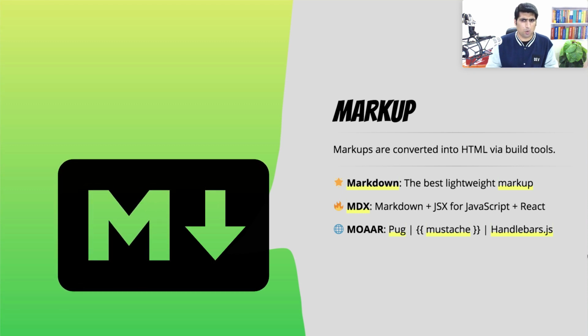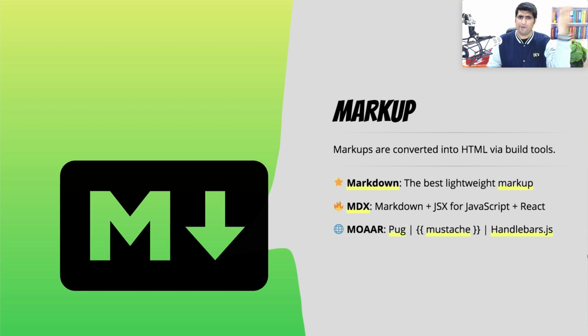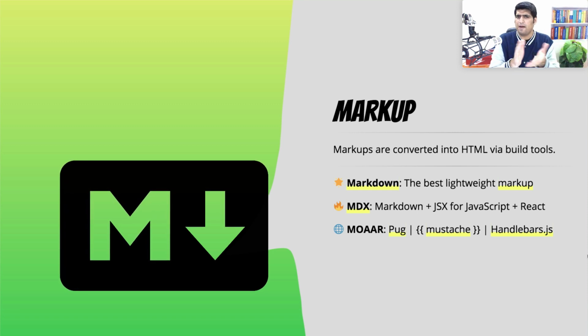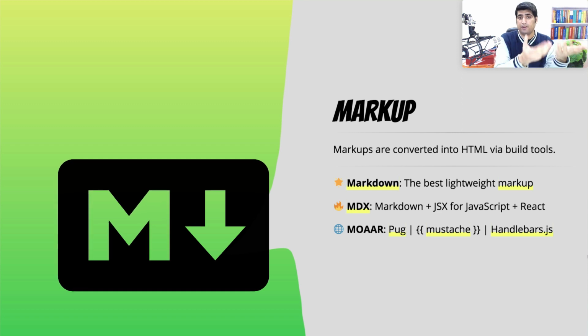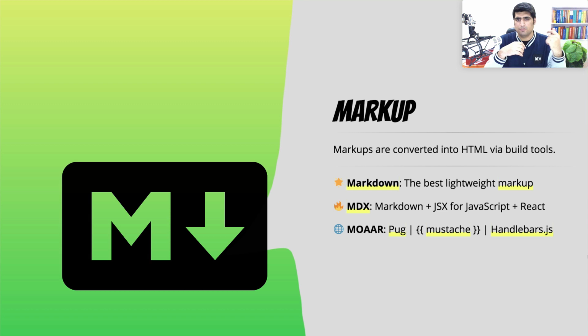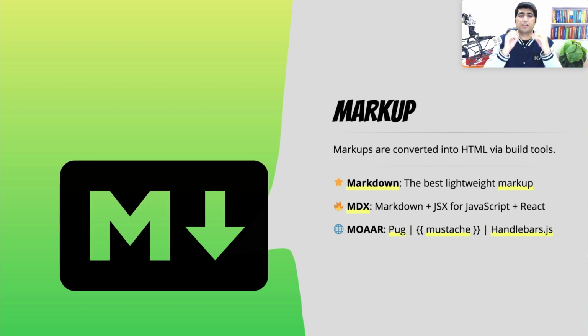I think it is the most ignored component. I don't know why, but I really love Markdown. Markdown is a sort of markup which is converted to HTML at build time. And I use Markdown everywhere. You can use MDX, Pug, Mustache, Handlebars, whichever fits the build for you.